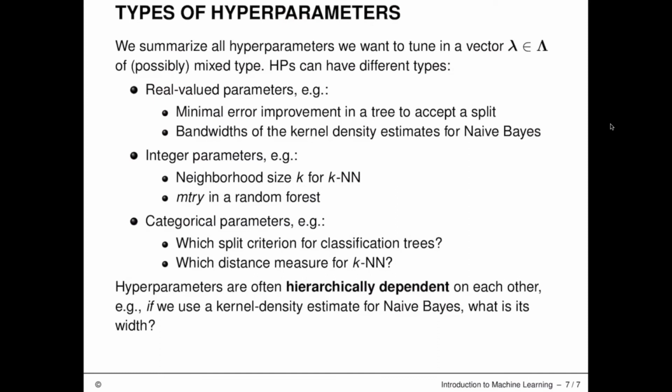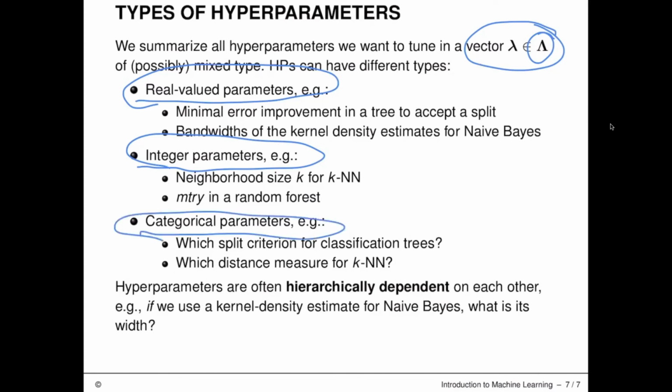Finally, there are different types of hyperparameters. We summarize the hyperparameters in a vector lambda, which is part of the hyperparameter space capital Lambda and can have mixed type. So for example, we have real valued hyperparameters like the minimal error improvement in a tree to accept a split. We have integer parameters like the neighborhood size k for k nearest neighbors. And we have categorical parameters like the question which split criterion should we use for the classification trees.